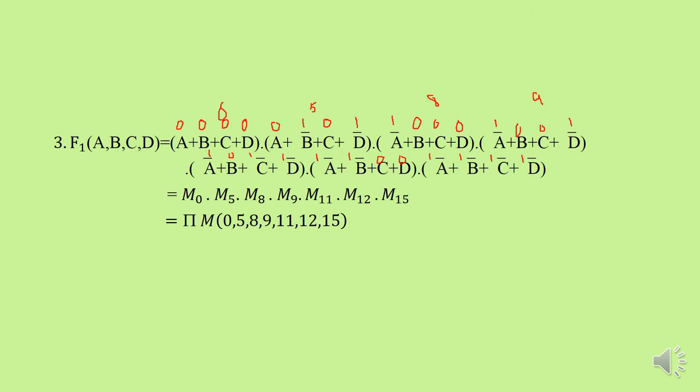So here we write this expression, that is M0 dot M5 dot M8 dot M9 dot M11 dot M12 dot M15. So what is the function? That is Pi M equal to 0, 5, 8, 9, 11, 12 and 15. So by using this process, we can easily convert a canonical POS function to decimal notation. Okay.